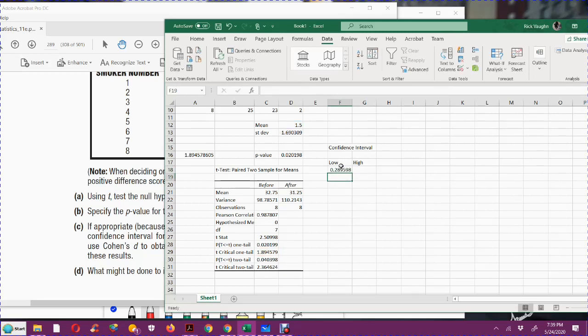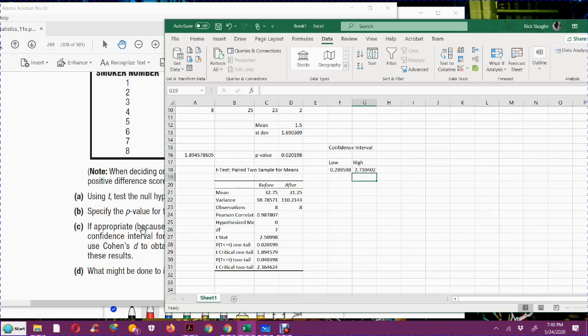And for the high end, I'm just going to take all this same formula. I'm going to go up here, just paste it in, and change that minus to a plus. All right, so my confidence interval goes from 0.289 up to 2.7, but notably 0 is not in that interval. So the true mean difference is greater than 0. It's not 0 because 0 is not inside of that interval. So that's the first part of C.